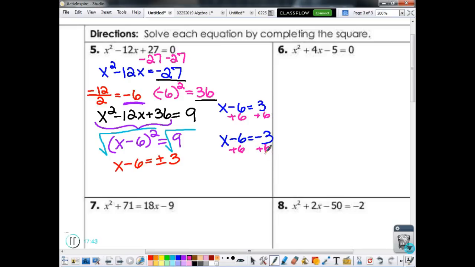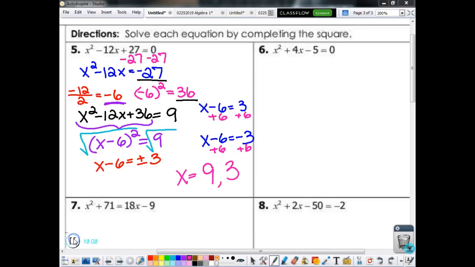Okay? So my solutions are 6 plus 3, which is what? 9, and then negative 3 plus 6, 3. So my two solutions are 9 and 3. Okay, try number 6 out. Try number 6. Okay, so number 6.